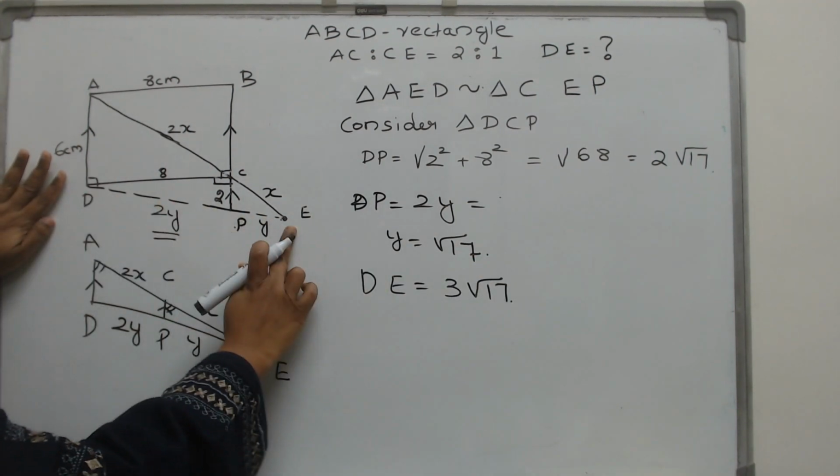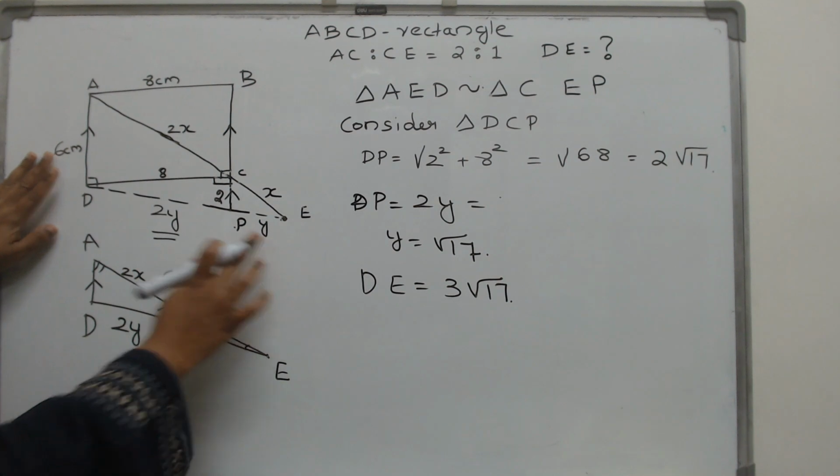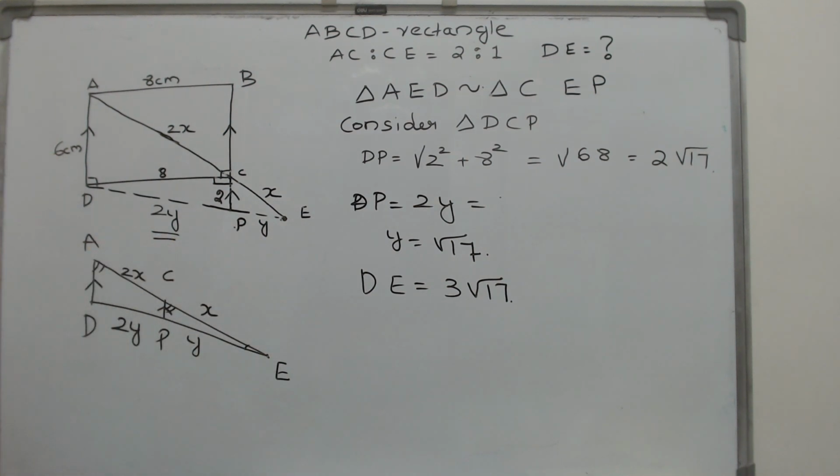The whole of DE is what? 2y plus y, which is 3y, or in other words, it is 3 root 17. And that is the answer that we were looking for.